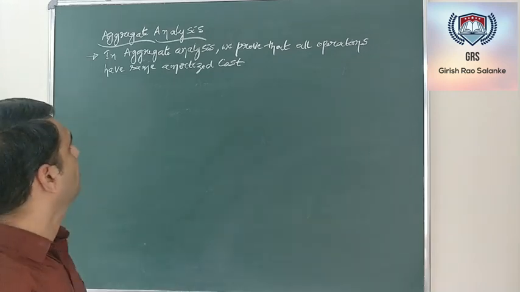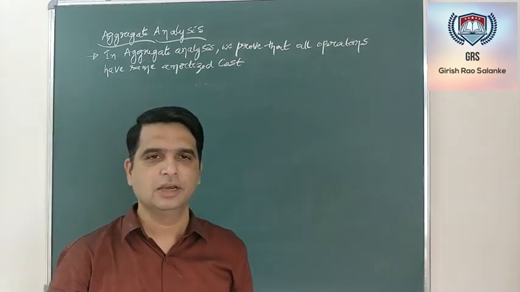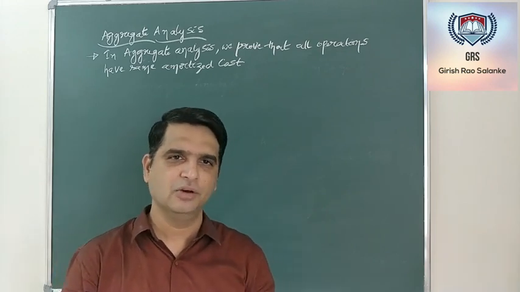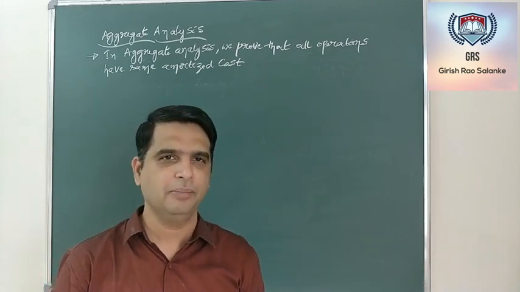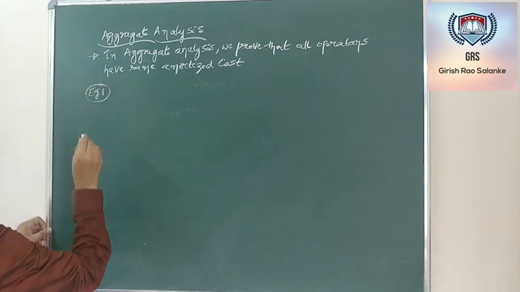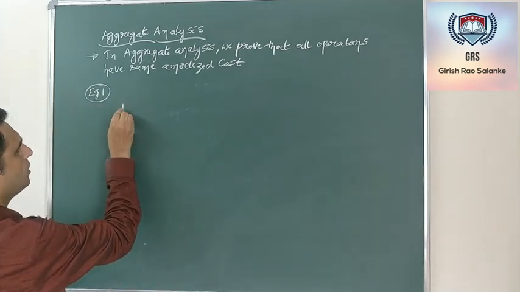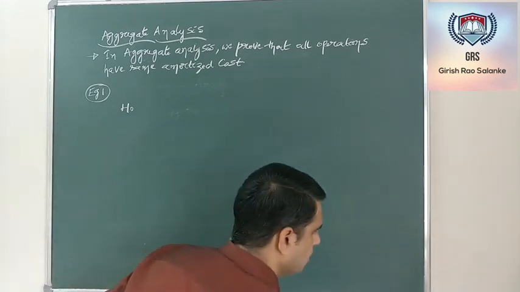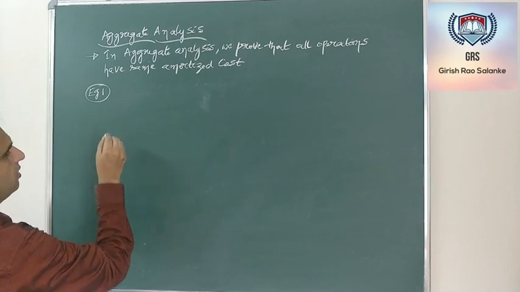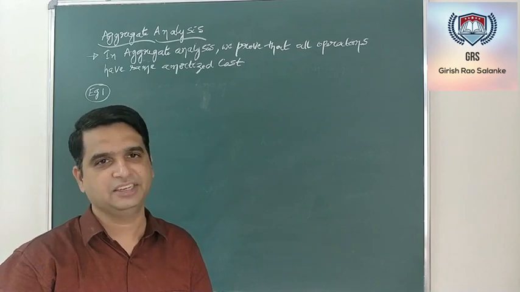In aggregate analysis, what we need to prove is that all operations have the same amortized cost. Let's take an example. Let me take three different examples. So first, I will take the example of a hash table. In the first example, assume that my objective is this: while inserting an element onto a hash table, what should be the size of the hash table?